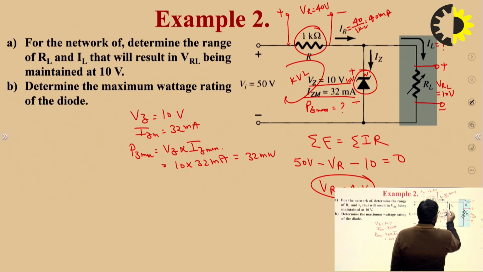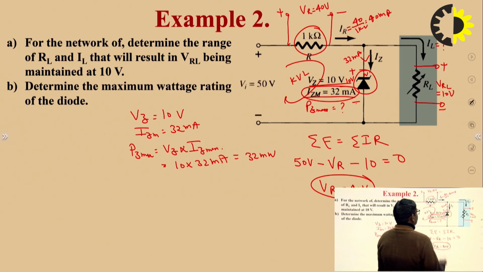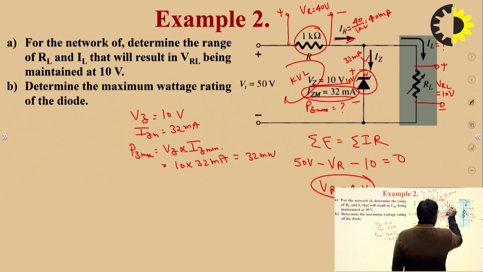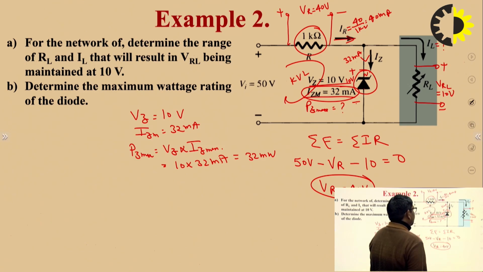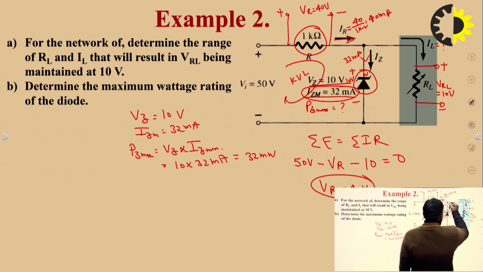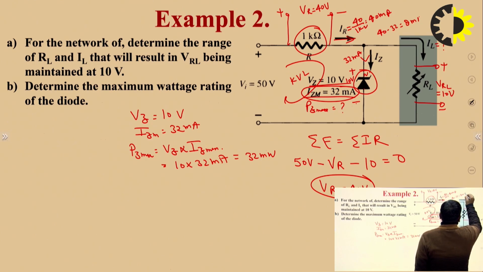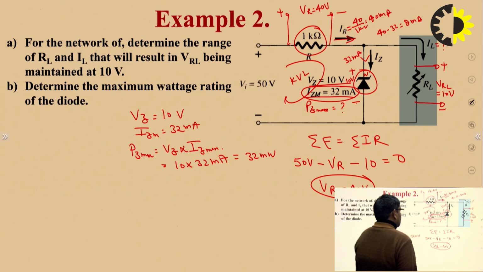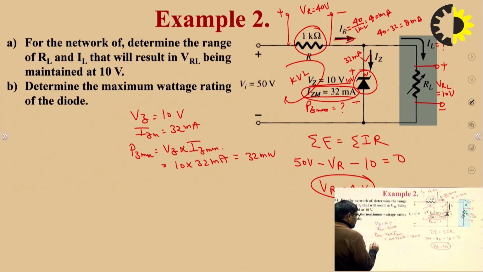So we know that 40 milliampere is here and 32 milliampere is to be divided here, because the question states that the maximum Zener current is 32 milliampere. So 40 milliampere flows in that direction, and 32 milliampere goes into the Zener terminal. The remaining 40 minus 32, that means 8 milliampere, flows in the load resistance, and we know the load voltage to be maintained is 10 volt, and the load current is 8 milliampere.